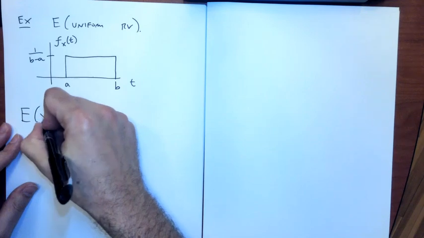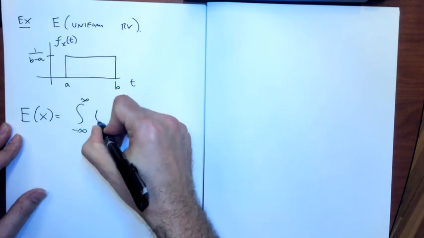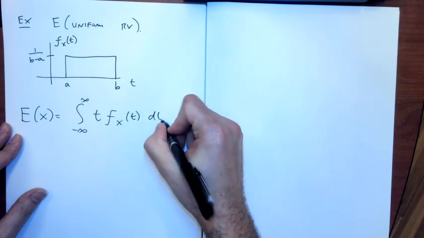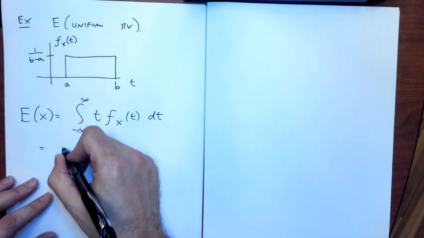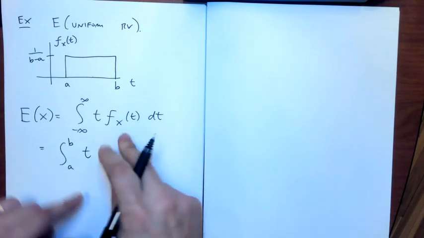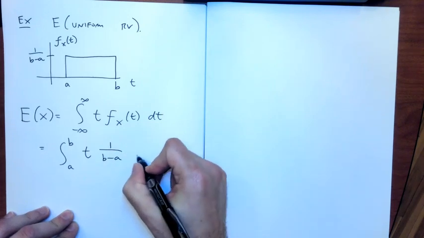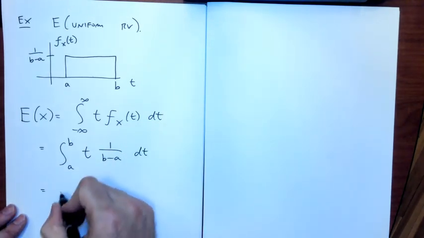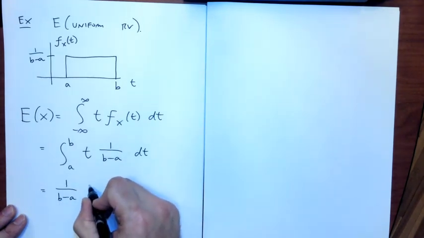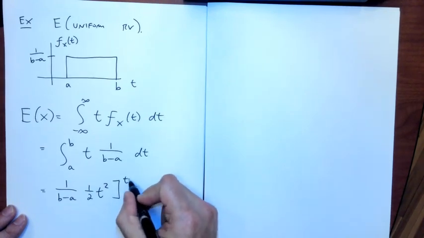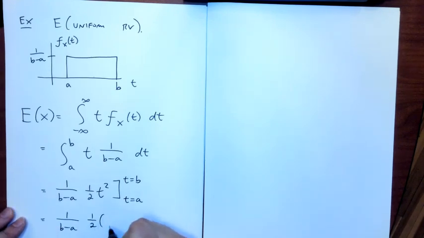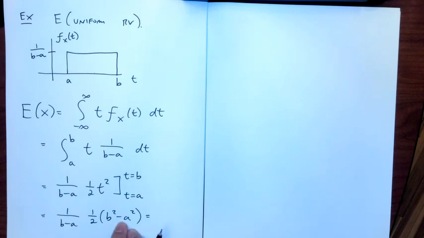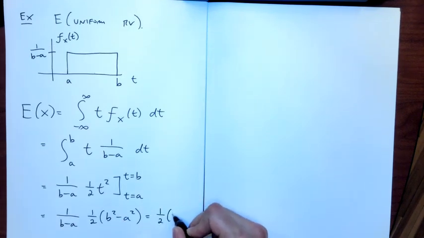So the expected value of this random variable is the integral from minus infinity to infinity of t times the PDF dt. Now this thing is only non-zero between A and B, so I can immediately turn this into an integral from A to B of t times the PDF in that area, which is 1 over B minus A, dt. Now I do the integral. The 1 over B minus A comes out because it doesn't depend on t. Then I have 1/2 t squared, evaluated at t equals B and t equals A. My result is 1/2 (b squared minus a squared), and then this b minus a cancels with the factor out front. This is just 1/2 (b plus a).